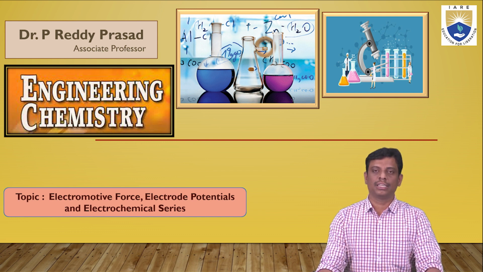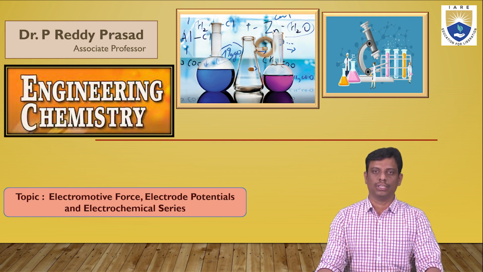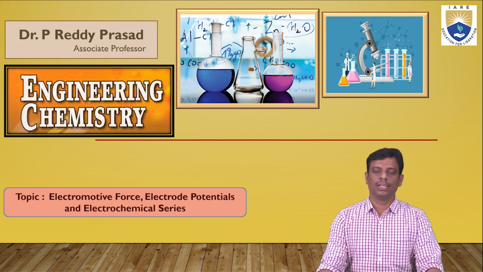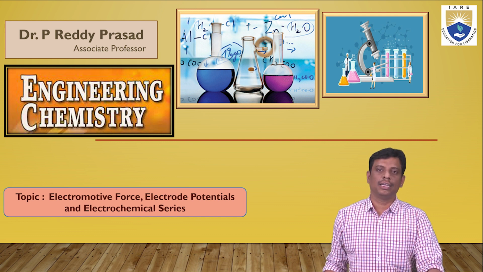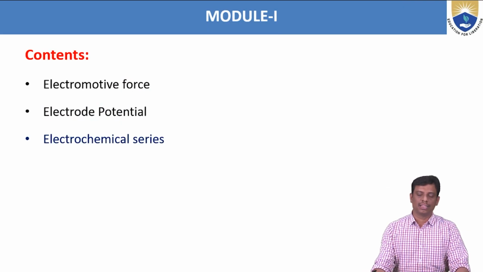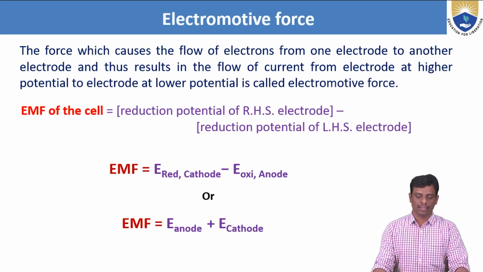Now I am going to discuss Engineering Chemistry Module 1, Electrochemistry and Corrosion. In this Module 1, I am going to cover the topic Electromotive Force, Electrode Potentials and Electrochemical Series. So what are the contents? These are the important contents in the presentation: electromotive force, electrode potential, electrochemical series. So let's start the content.